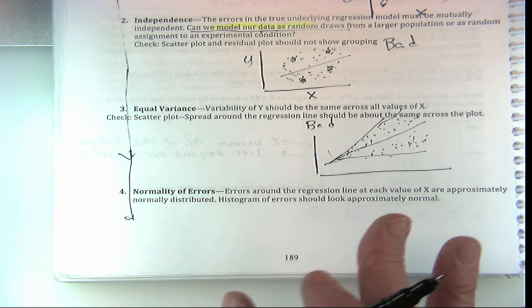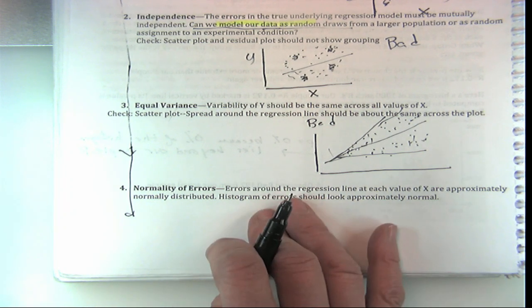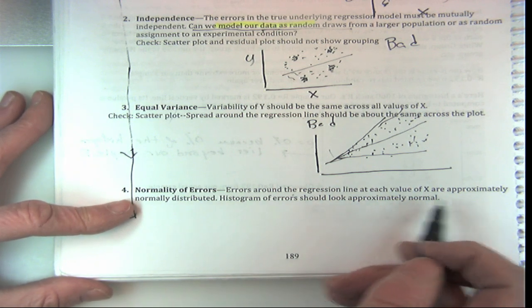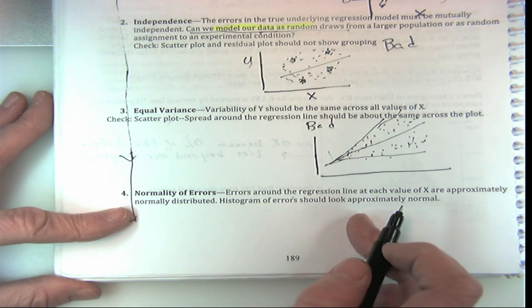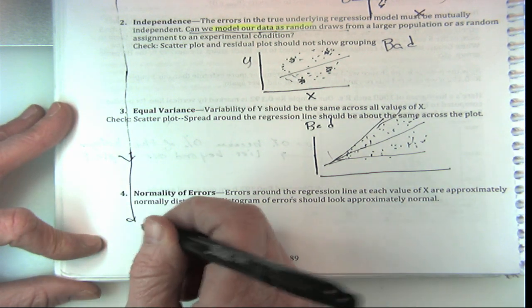So what does that look like even? A residual plot really won't help in looking at that. We're going to have to do something else. The errors around the regression line at each value of y are approximately normal. So you have to do a histogram of the errors. That should look approximately normal. So here, what do I mean?